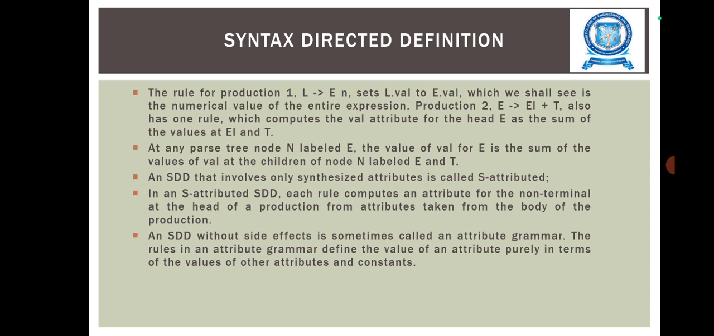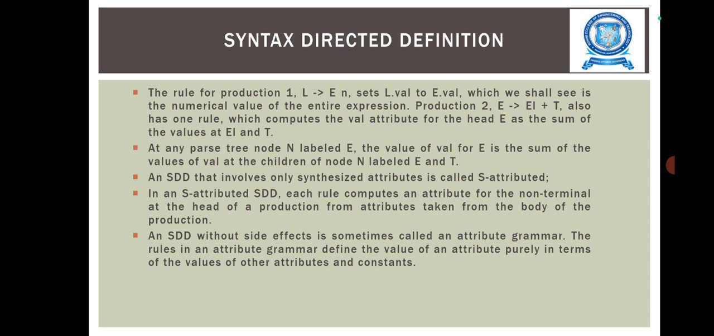A syntax directed definition that involves only synthesized attributes is called an S-attributed definition. In an S-attributed syntax directed definition, each rule computes an attribute for the non-terminal at the head of a production from attributes taken from the body of the production. An SDD without side effects is sometimes called an attribute grammar. The rules in an attribute grammar define the value of an attribute purely in terms of the values of other attributes and constants.